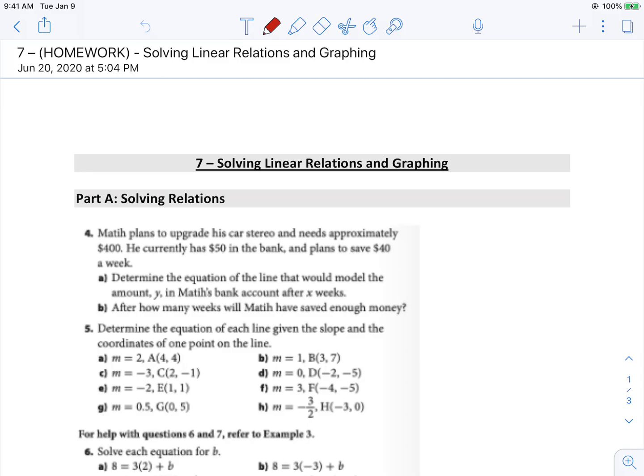Okay, we're taking a look at the homework from lesson number 7 here, where we're looking at y equals mx plus b and solving linear relations. So let's get into it. First one, we're looking to upgrade a car stereo, and we're going to need approximately $400. We have 50 bucks in the bank, and we're trying to save 40 bucks a week.